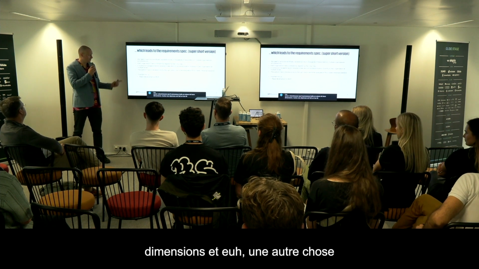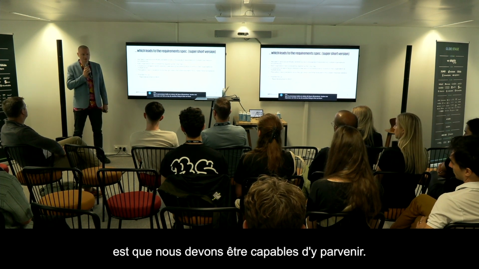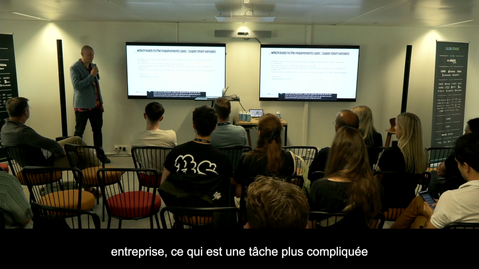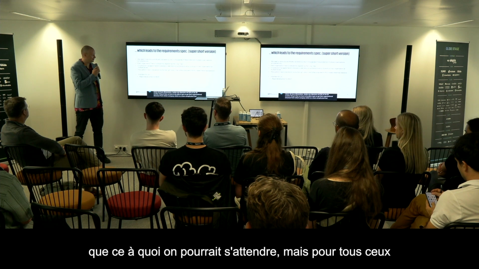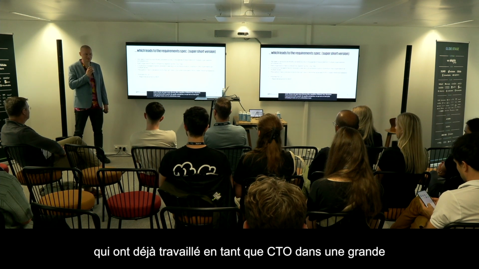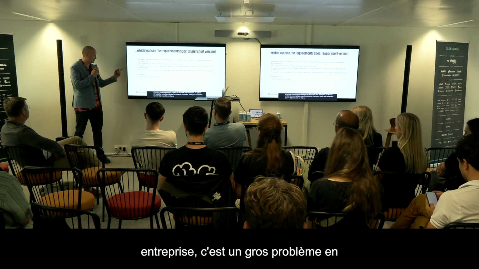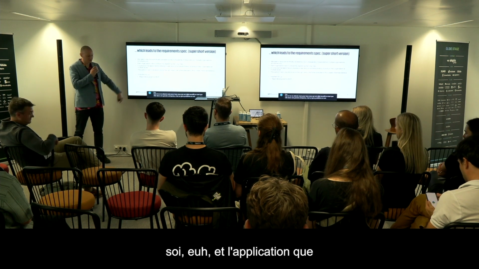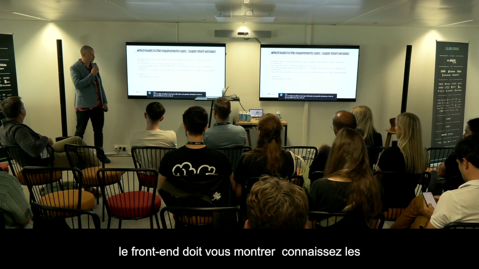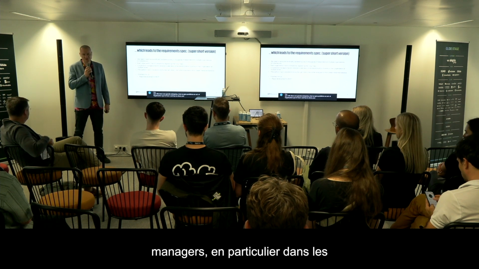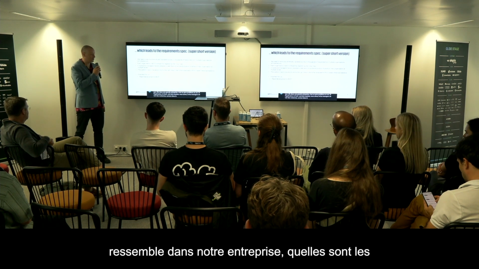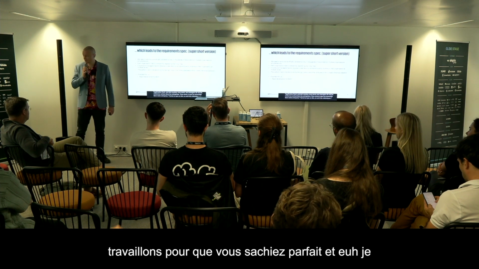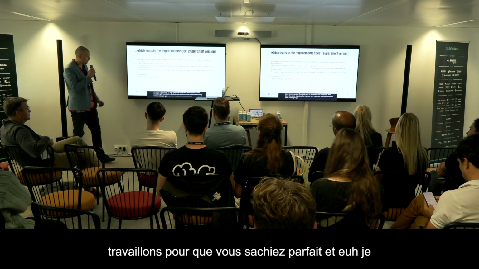Another thing is that we have to be able to get the organizational structure from each company, which is a more complicated task than you'd expect. But for everyone who's ever worked as a CTO in a big company, that's a big issue in itself. And the application, the front end, has to show the managers, the C-suite, especially in the companies, what does it look like in our company? What are the descriptive statistics? So that was very important and still something we're working to get perfect.